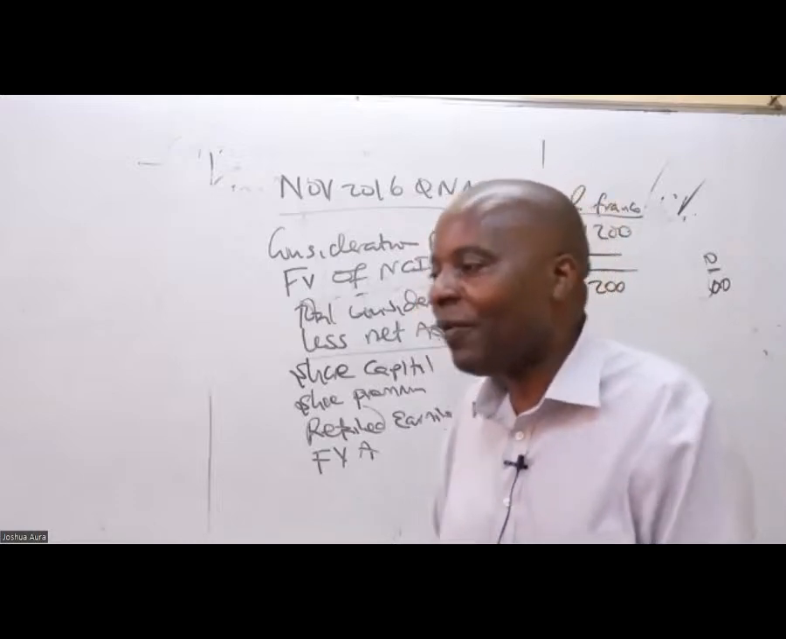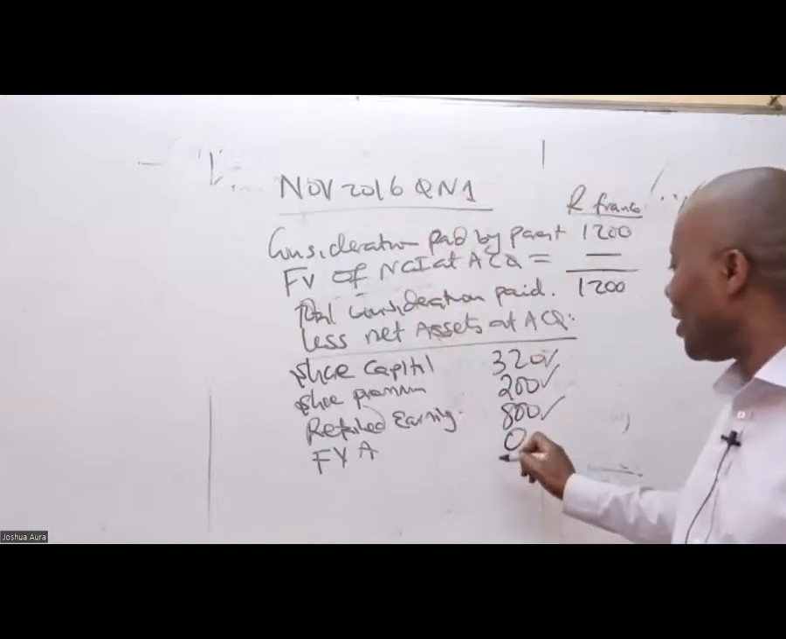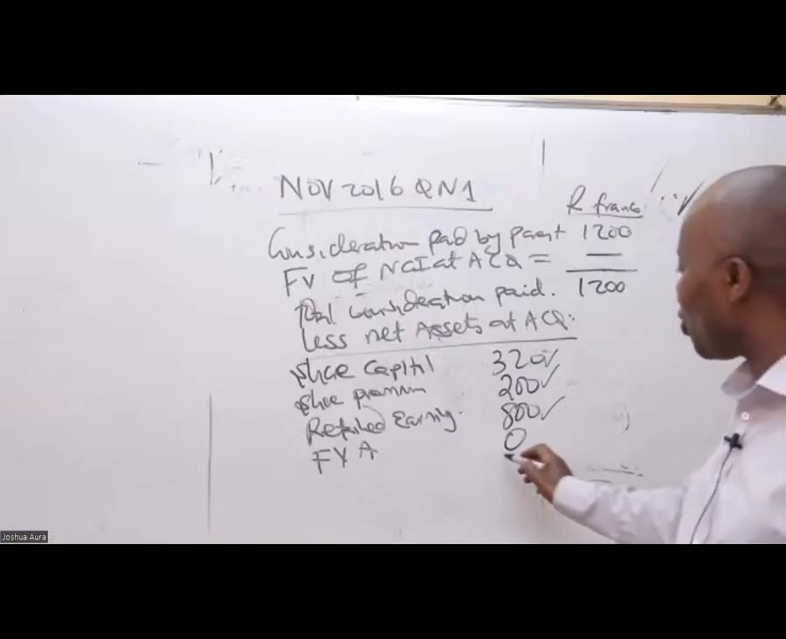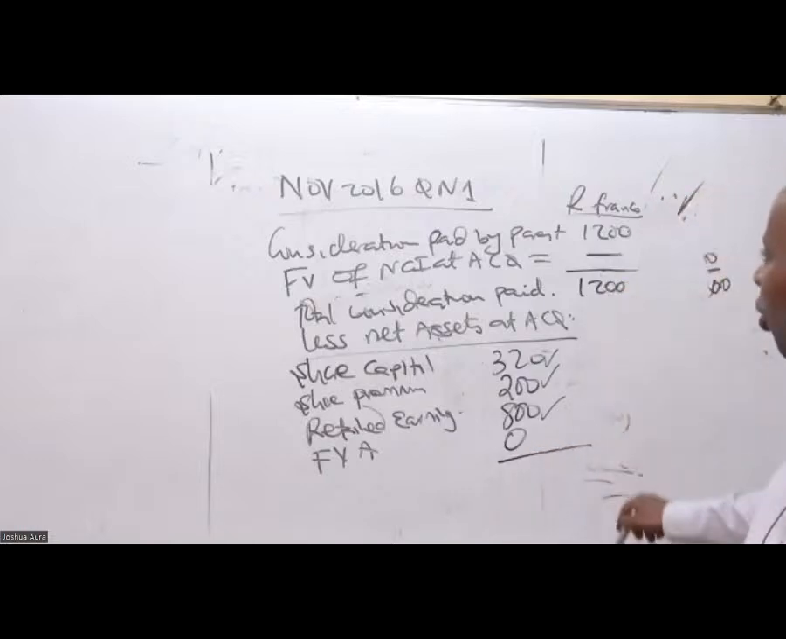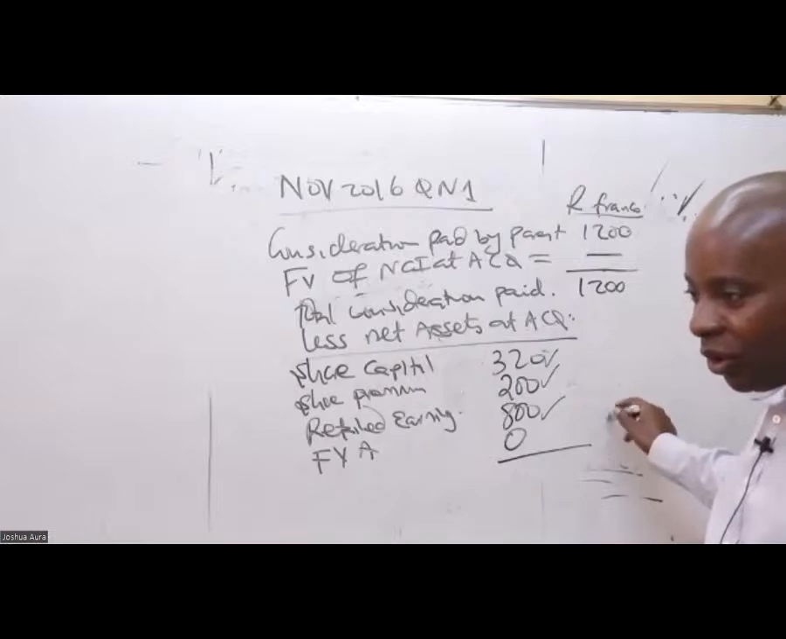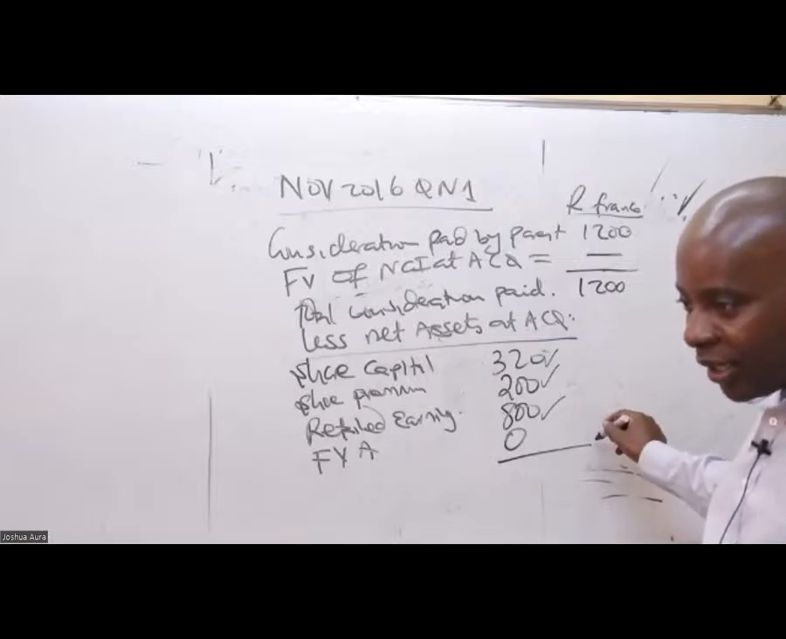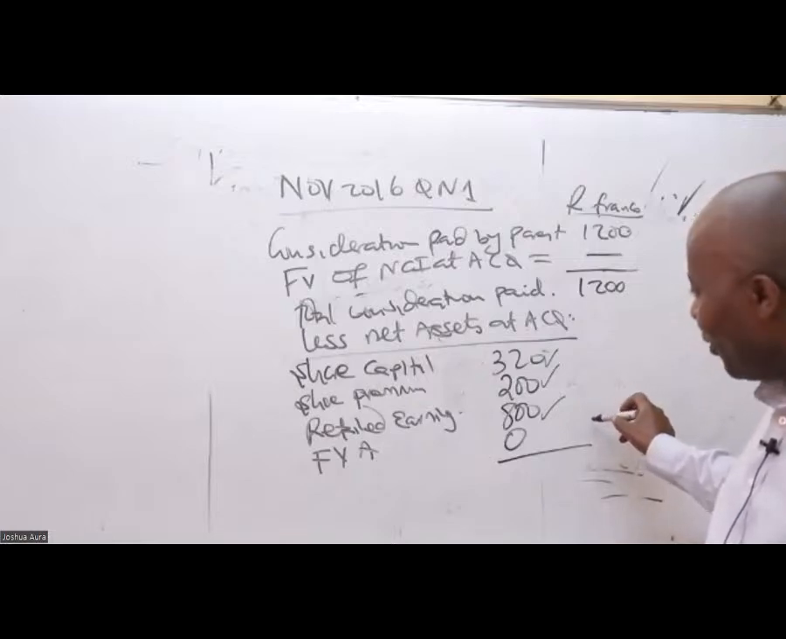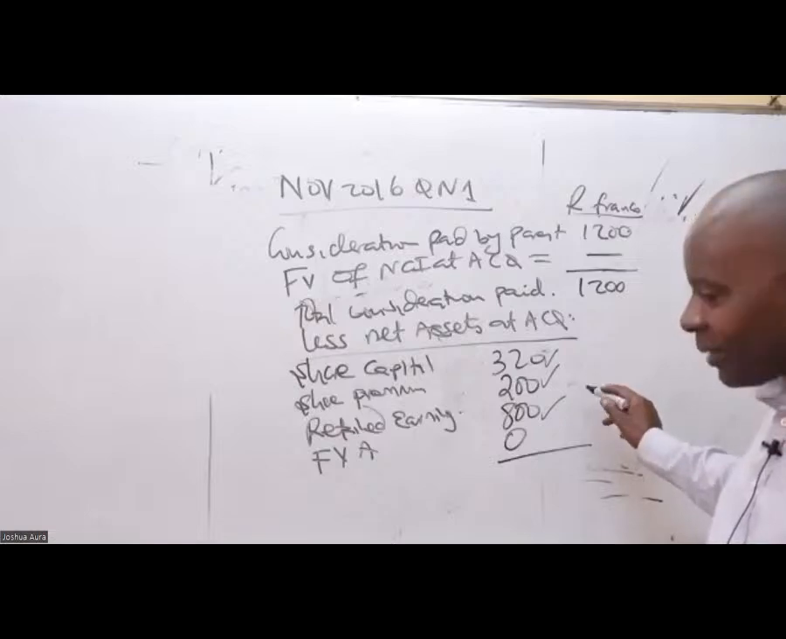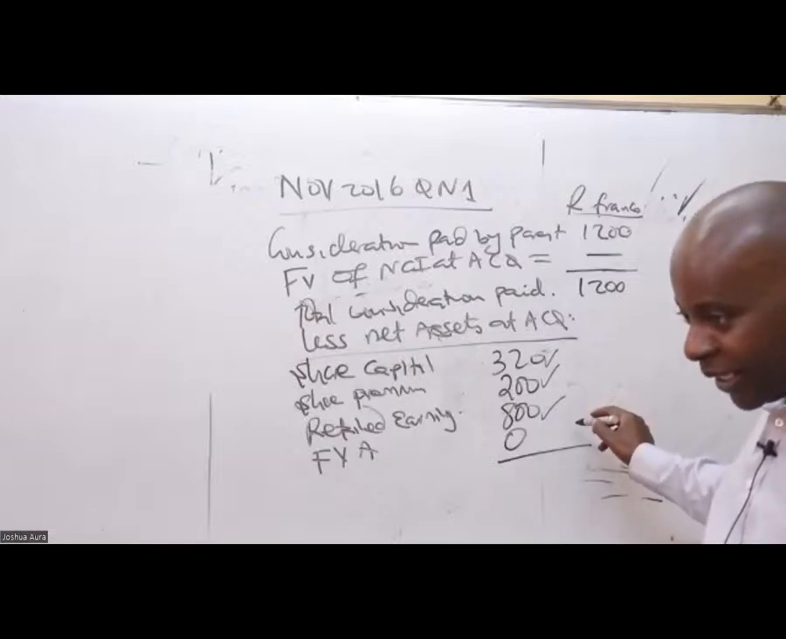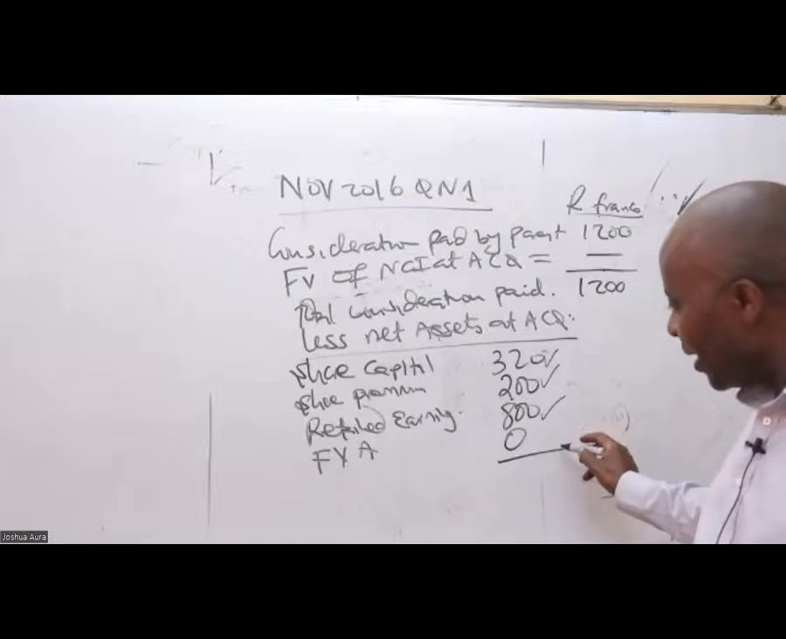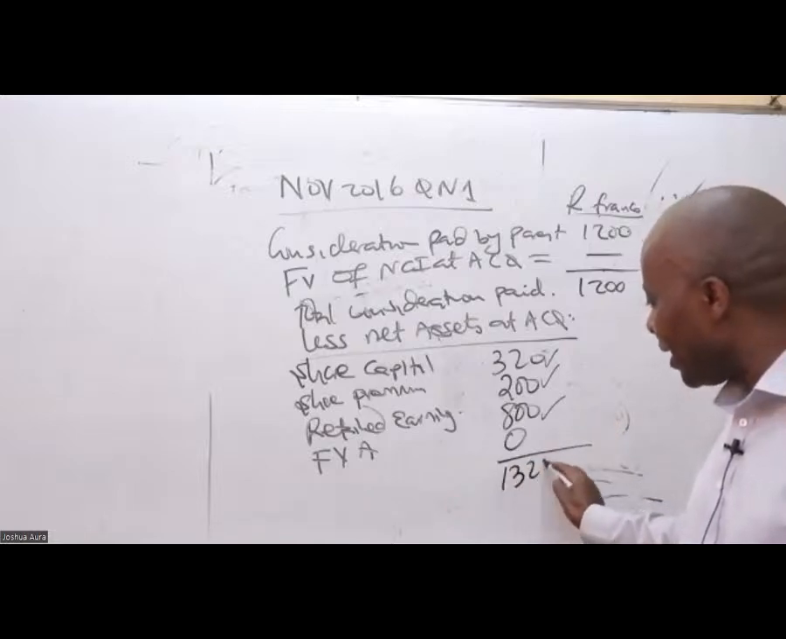So is there any fair value valuation? Nothing. So are you able to give me this total, ladies and gentlemen? Ukiongeza na kuja ngapi somebody? 1320, right? Wanasema 1320, right? So in this case here, the total is 1320.